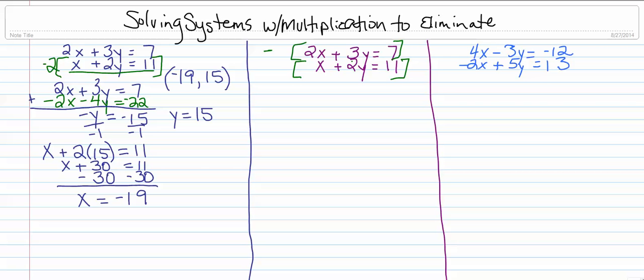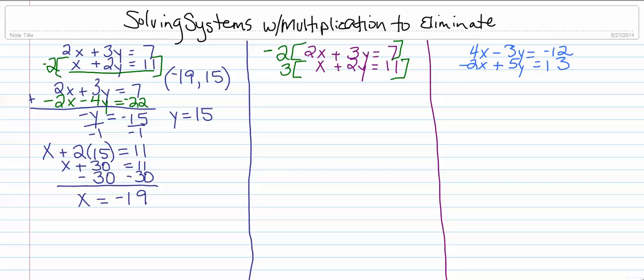So in order to change a 3 to a 6, I'd have to multiply by 2. In order to change a 2 to a 6, I'd have to multiply the bottom one by 3. It doesn't matter that one's being multiplied by a negative and one is not, because remember, in the end, your ultimate goal is to have a pair of coefficients that are opposites of each other. Same number, but different signs. So the top equation, everything's going to get multiplied by a negative 2.